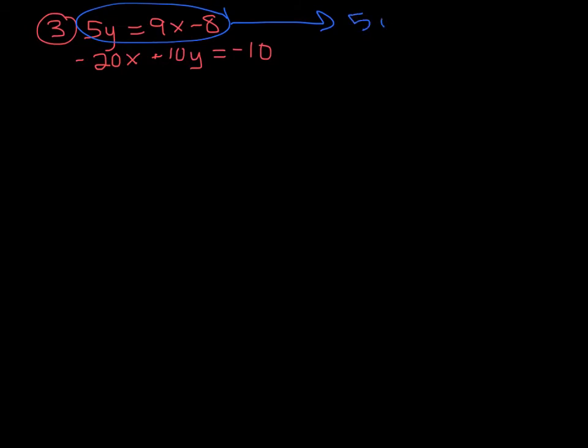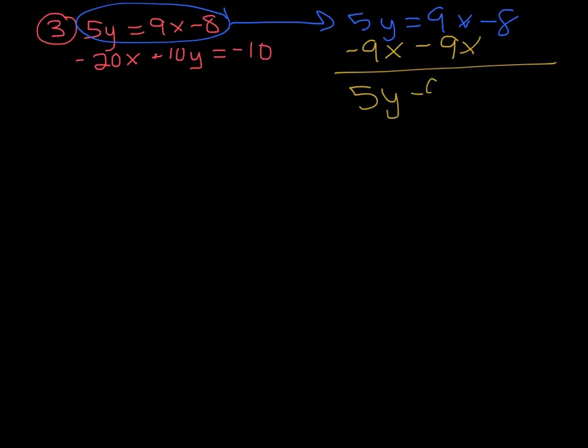We do that by taking this equation and moving over that 9x. So we are going to move that over. 9x is positive, so we're going to subtract it. The other thing that's important is that if you were to write it as 5y minus 9x equals negative 8, that would be fine, except that you would have to do another step.